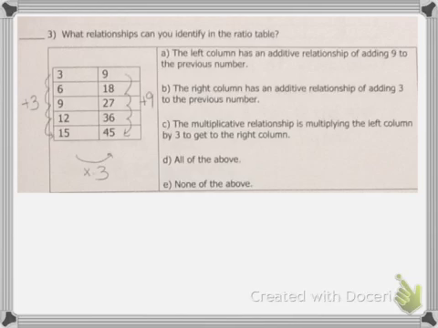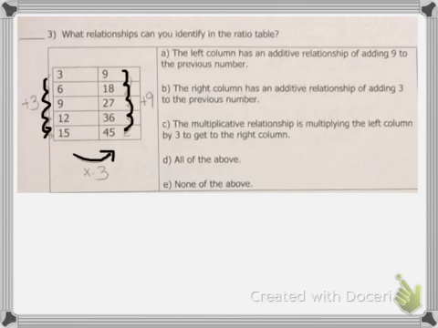Number 3. Which relationships can you identify in the ratio table? If I'm looking at the left-hand column beginning at 3, I notice I'm adding 3 to get to the next number in each of these rows. On the right-hand side, I notice I'm adding 9 to get to the next number in each of those rows. And going from the left to the right, we're multiplying by 3. 3 times 3 is 9, 6 times 3 is 18, and so on. 15 times 3 is 45.